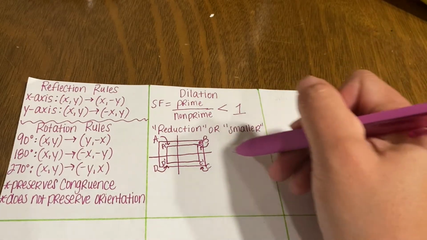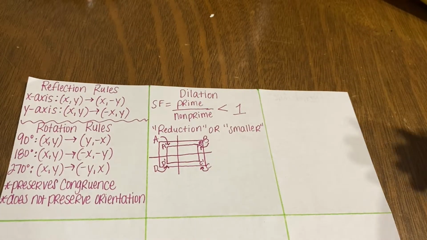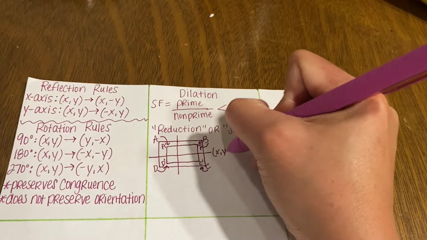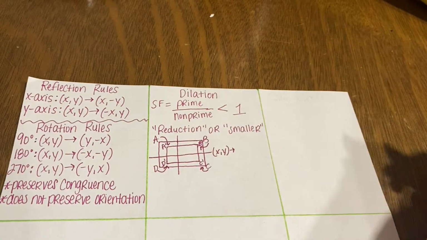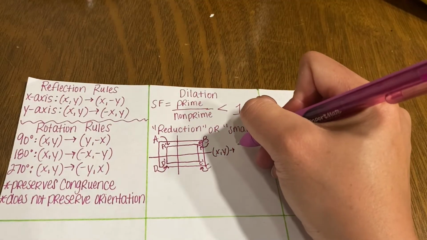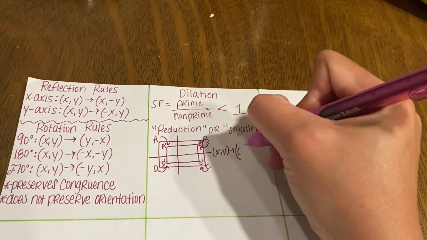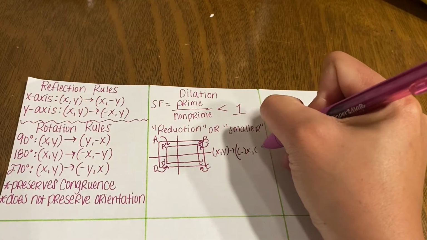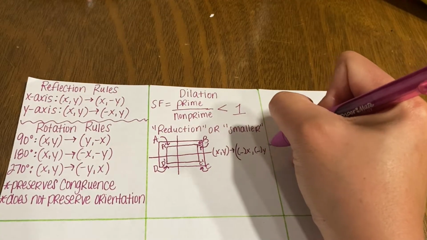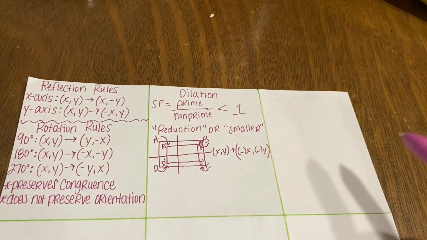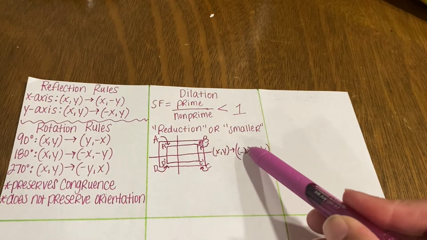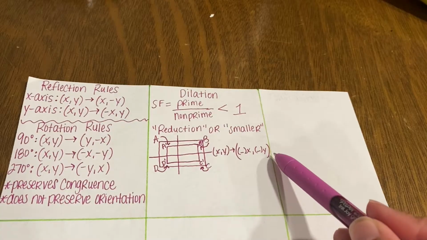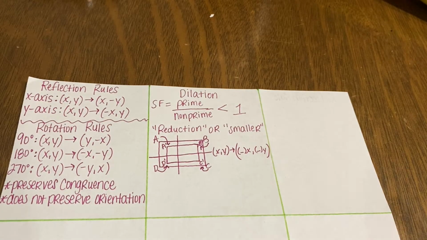Right here to the side, I'm going to give myself an example of what the rule would look like. When I'm writing dilations, it always begins with xy goes to. And then I have a number, x, comma, the same number, y. So when I have a dilation, my rule is written with the number that's my scale factor before the x and before the y.